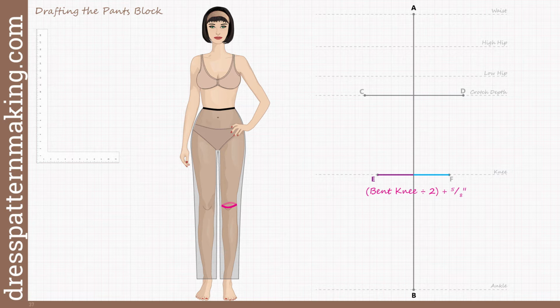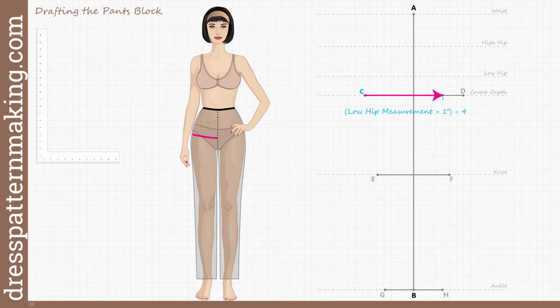If you are worried that's not enough ease, note that the back leg is wider than the front, so we will end up with just over 2 inches ease when we're finished. Take the measurement E to F on the knee line and minus 2 inches. Using that total, measure that amount on the ankle line with point B at the centre. Mark points G and H.